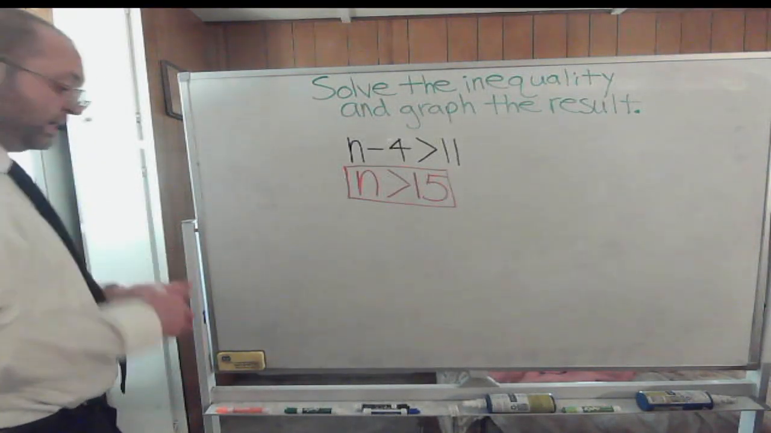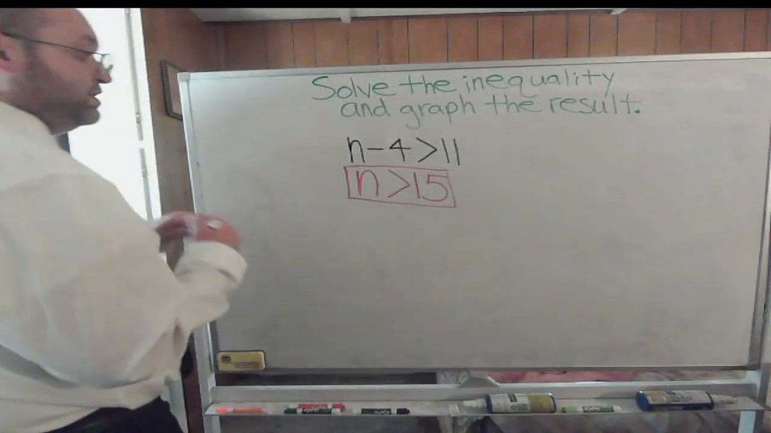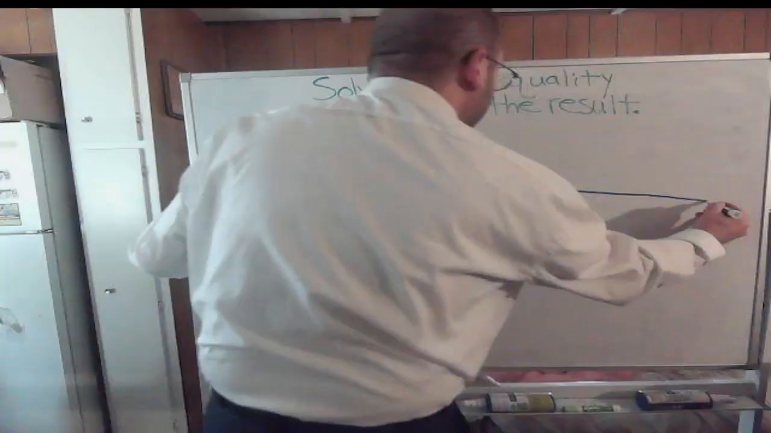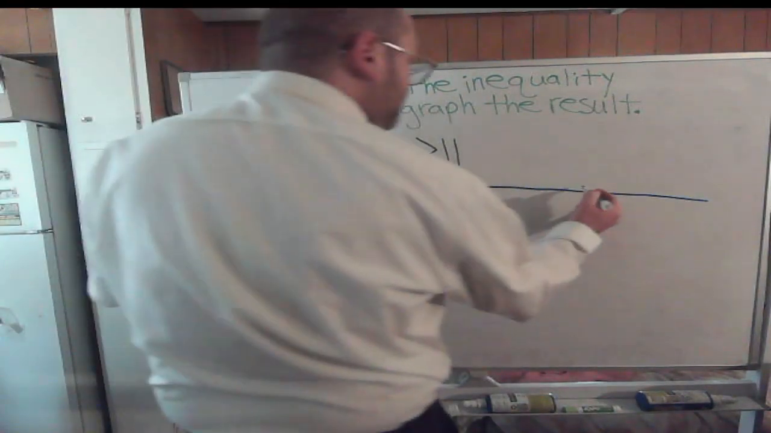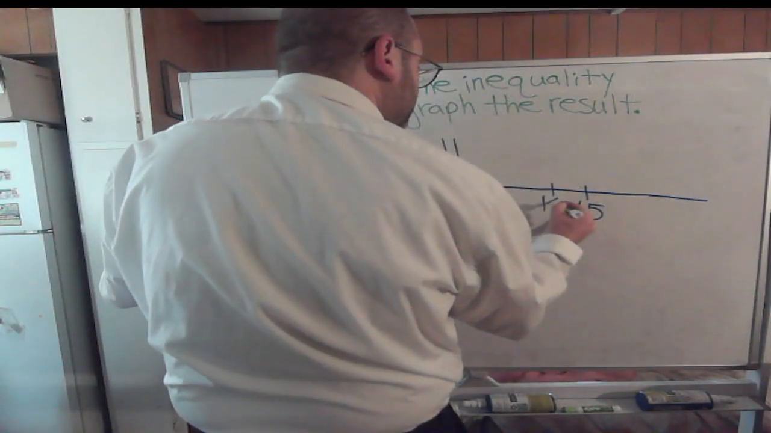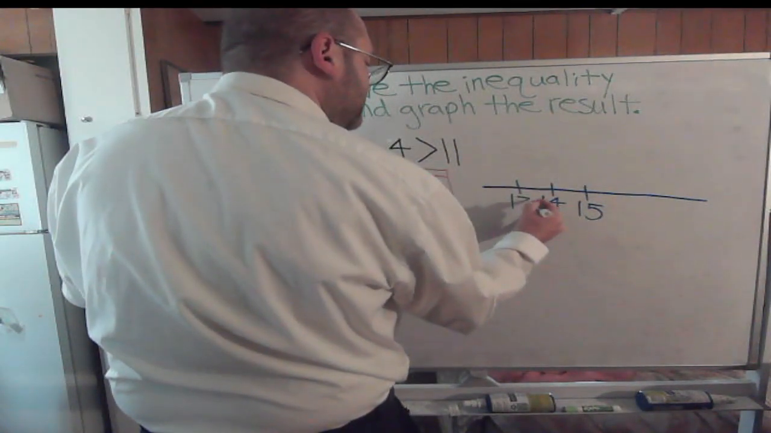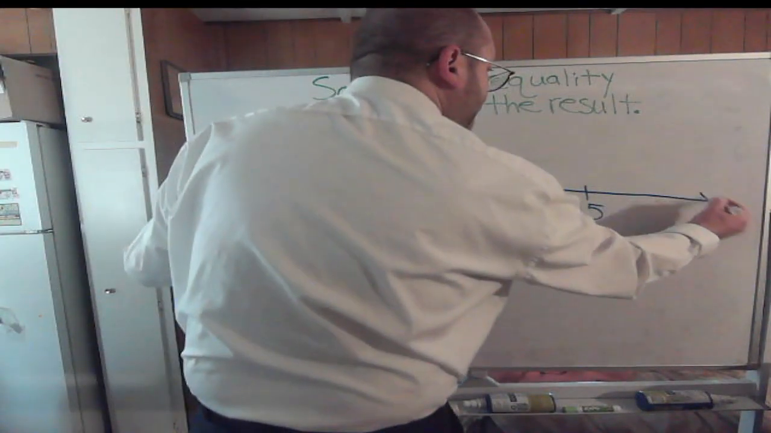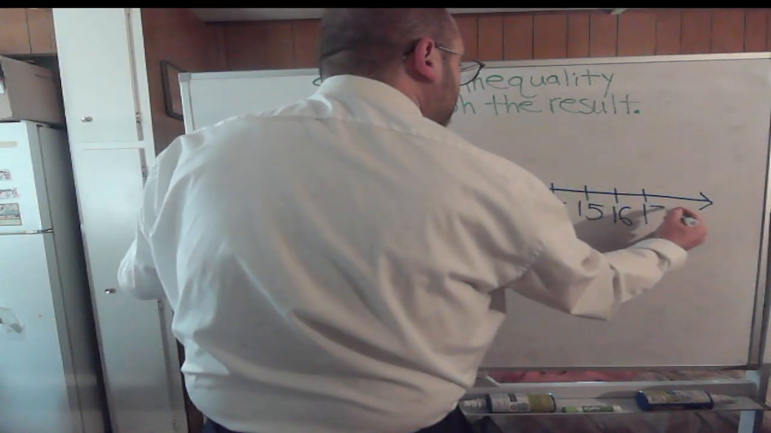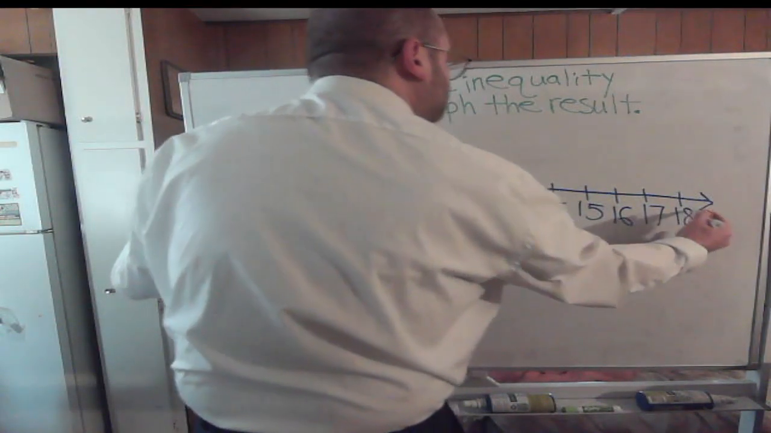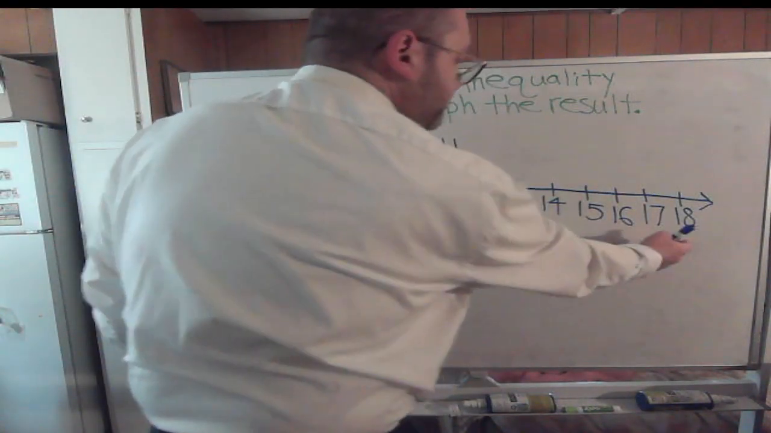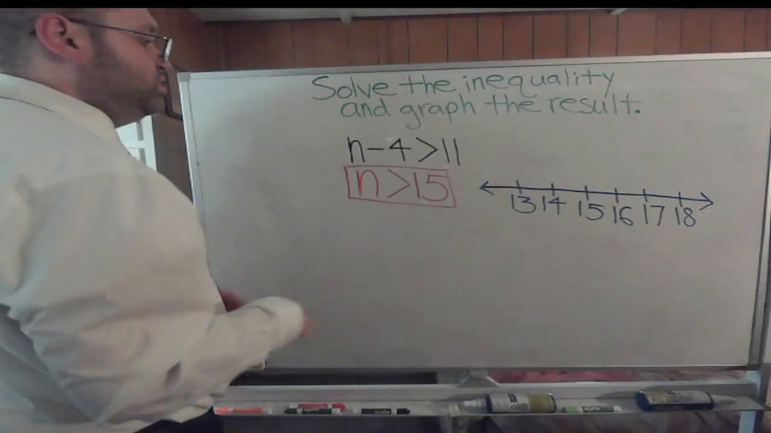So, the last part of this was to graph it, okay? When you graph an inequality, you draw a number line, basically. I'm going to put 15 in the middle. We'll do 14 next to it. You want to have a good few representative numbers. Let's see, 16, 17, 18. Okay. So we have a good number line here with 13 through 18. I have 15 roughly in the middle.